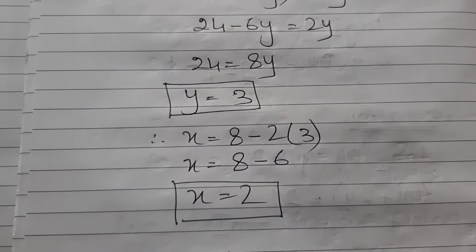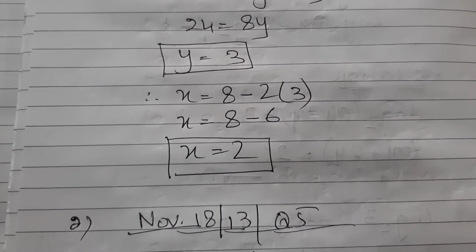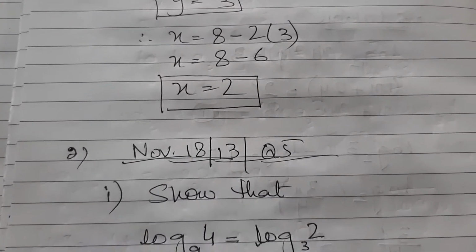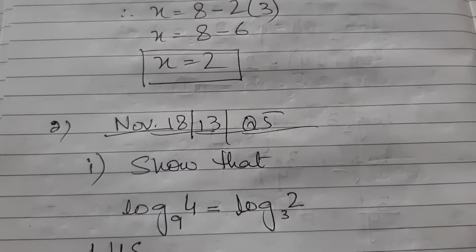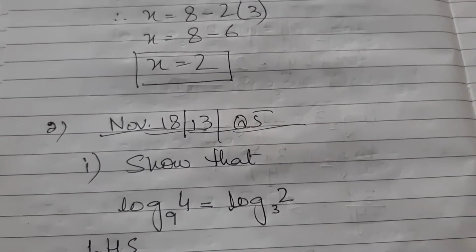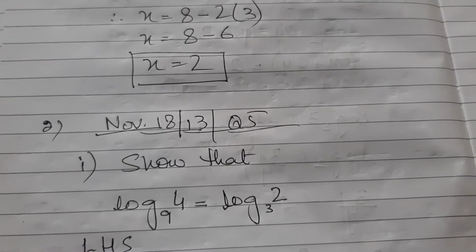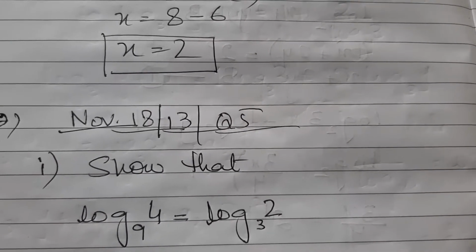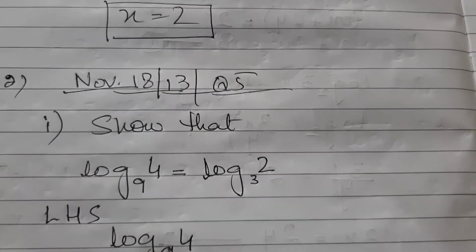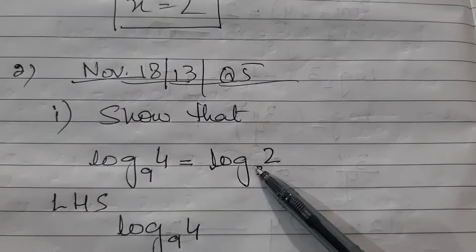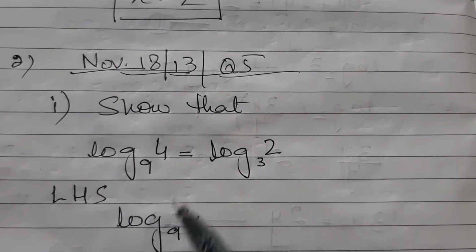Okay, so now let's see November 18, variant 1-3, question 5. Now this says show that log 4 base 9 equals log 2 base 3. So what comes to your mind? Think about it, recall all the laws. So I'm picking up the left hand side, because I have to show that this is equal to this, right?